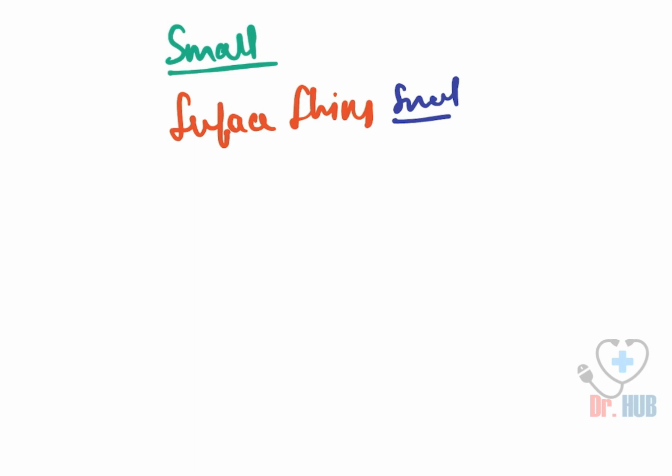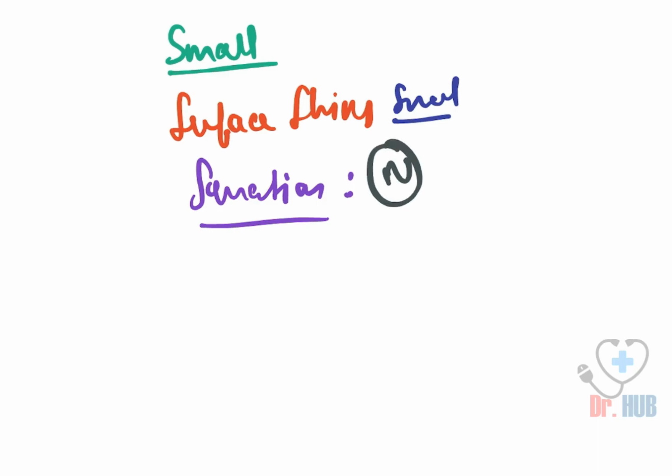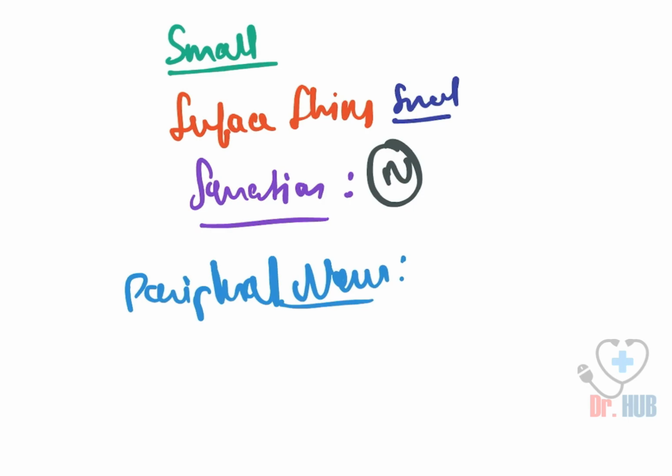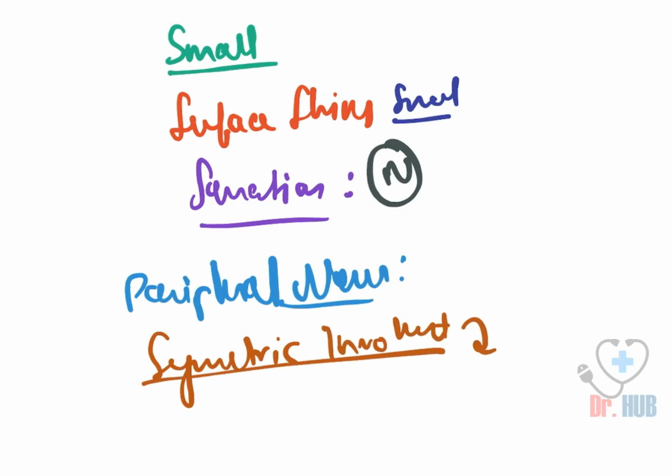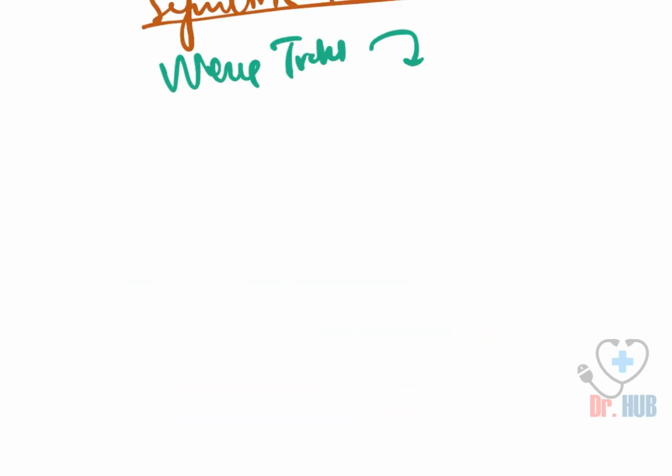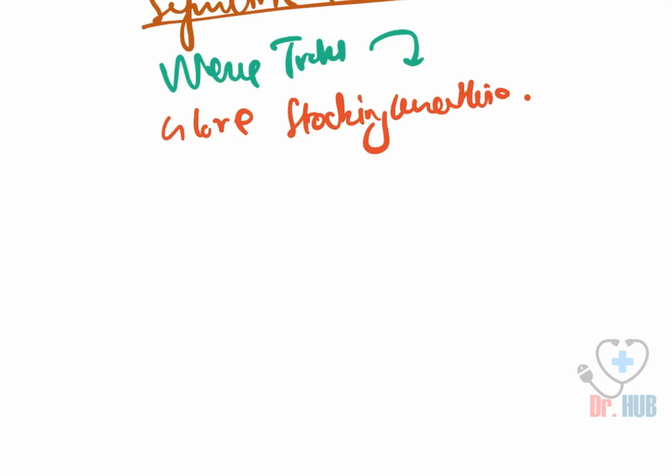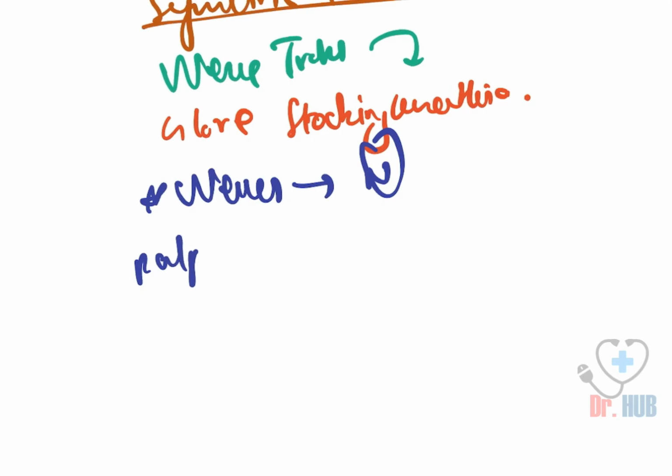Next, when we look at the peripheral sensations, the sensation is mostly normal, or it can be slightly diminished as well. Looking at the peripheral nerves, there is symmetric involvement of the nerve trunks, and there is glove and stocking anesthesia. The nerves may feel normal on palpation, or they may also be thickened.